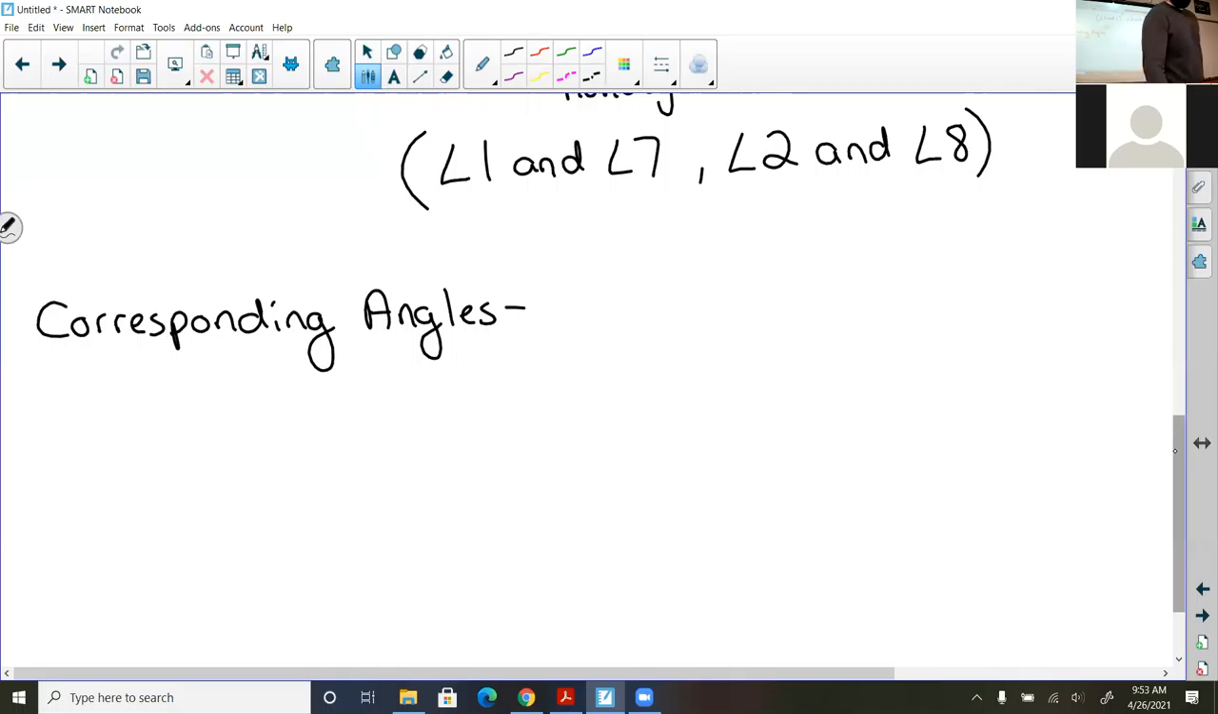All right, the last general transversal relationship angle pair that we have is going to be corresponding angles. So corresponding angles lie on the same side of the transversal and on the same sides of our lines that are being intersected.